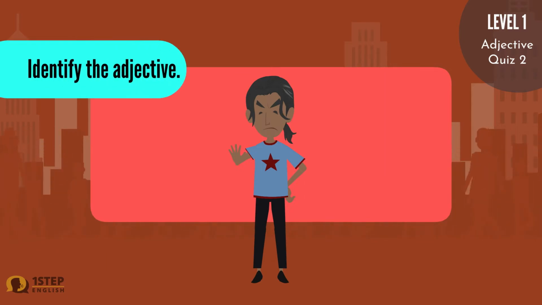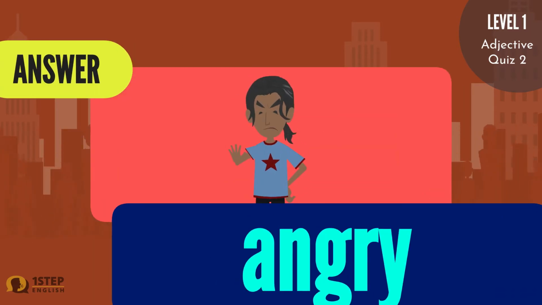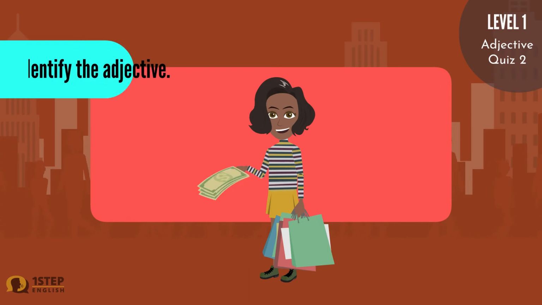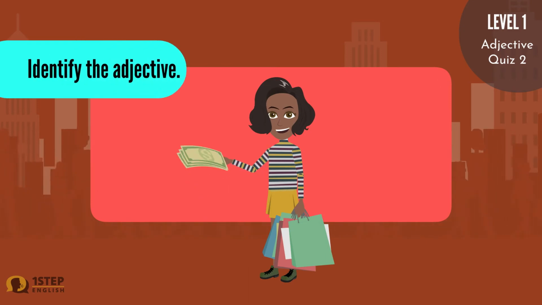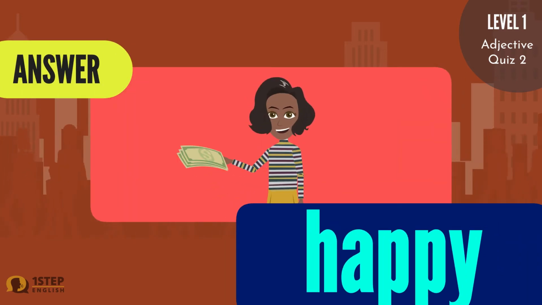The boy is? The correct answer is angry. The boy is angry. The girl is? The correct answer is happy. The girl is happy.